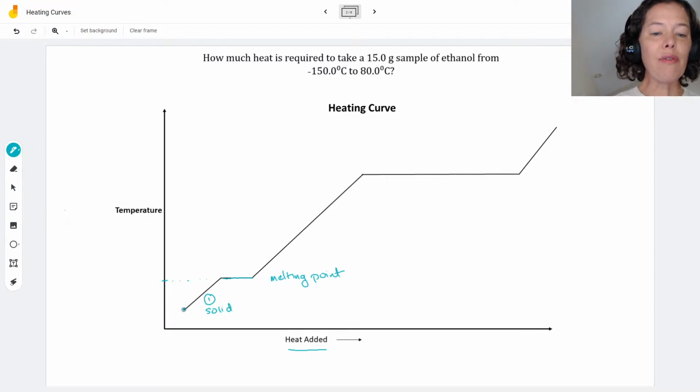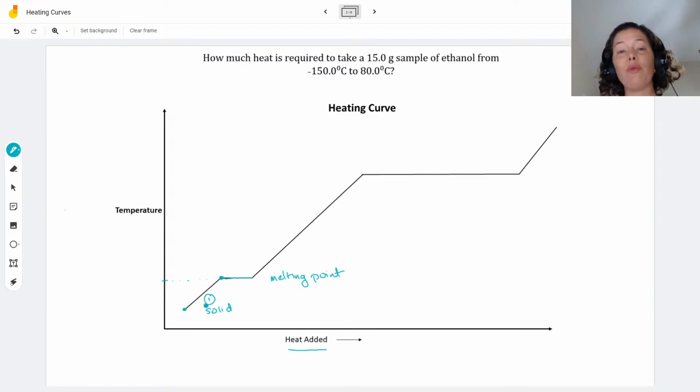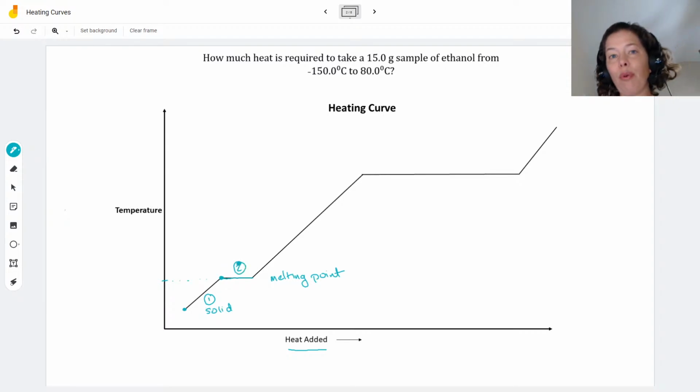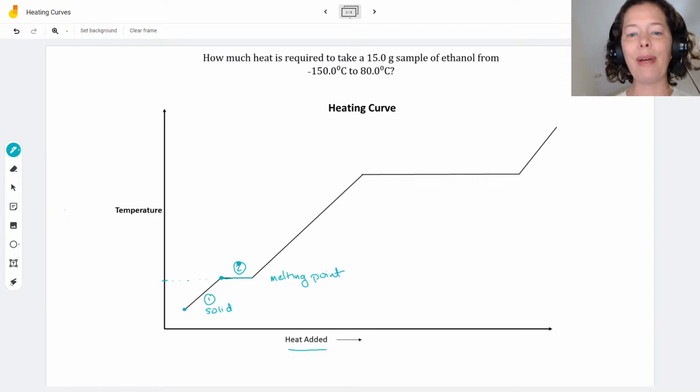So what we did from the beginning of the heating curve up until this phase change was we were taking a cold solid and we were heating it up to the melting point. Then in this second region at the melting point, again, all the energy that's going in is not going to change the temperature, but it's going to change the phase. So we are moving from a solid to a liquid, hence the melting point, right?